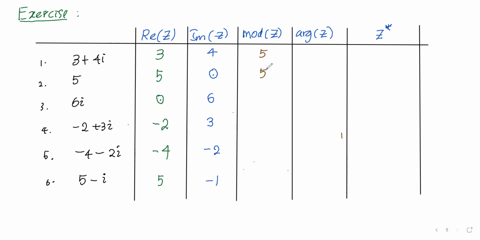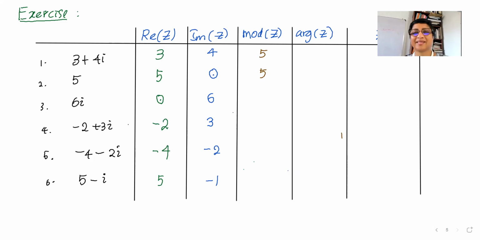Now, do you see something I want to point out here? The size of the first two numbers are the same. You know, the size of 5 is 5. And this number 3 plus 4i has the same size as number 5. That means both these numbers are the same distance away from 0. They are 5 units away from 0.